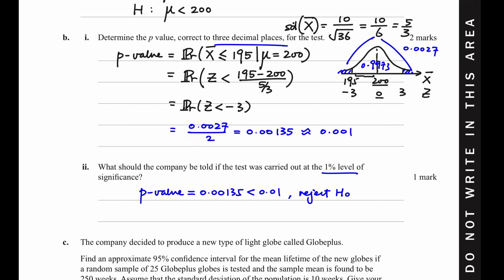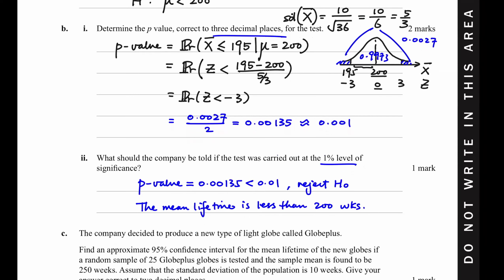But to answer the question in context, I would say the mean lifetime is believed to be less than 200 weeks. Okay, so that's what I will be writing down on the paper.